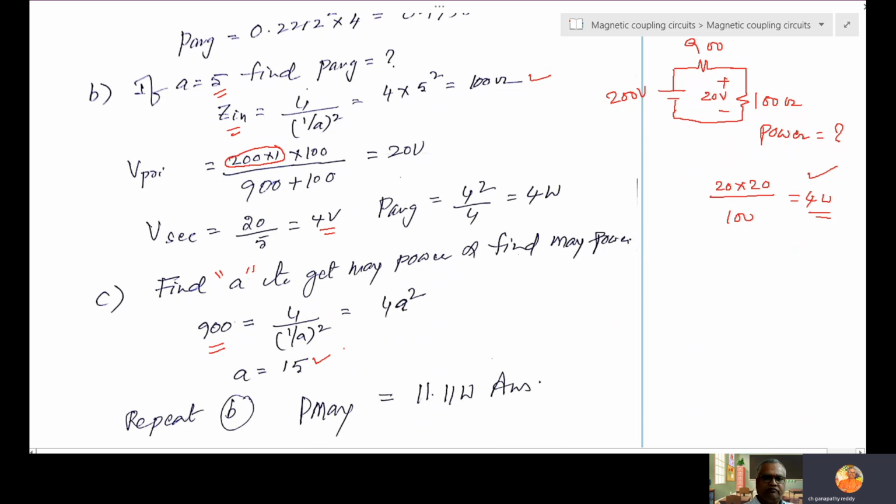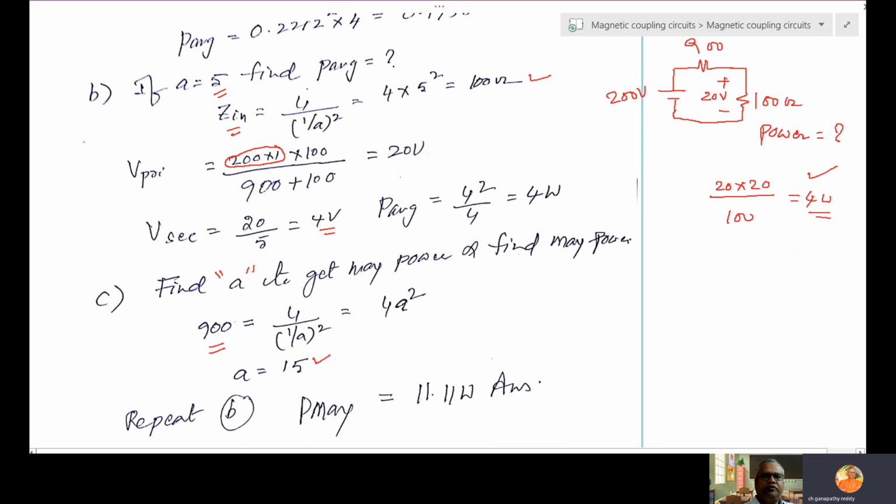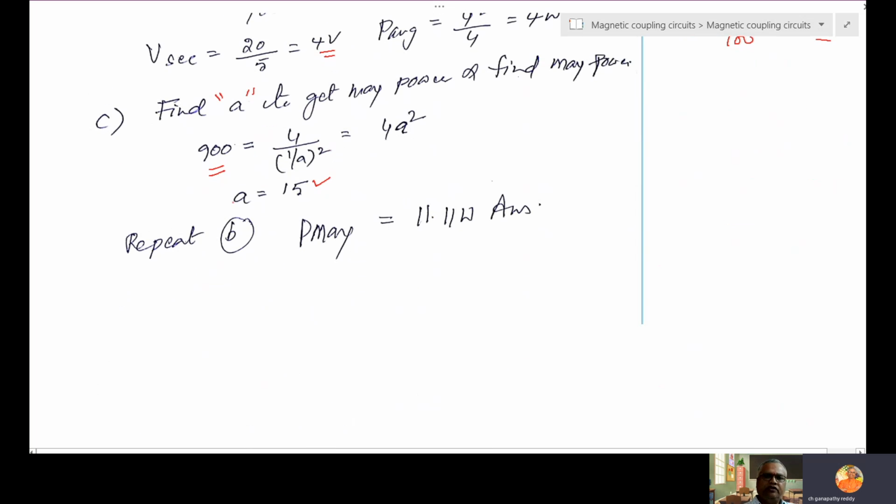We are getting A equal to 15. Then repeat the B bit. What is the B bit? When A equal to 5, we found the power. So here A equal to 15. Repeat the concept of the B bit. Just solve it yourself and you will get 11.11 watts.